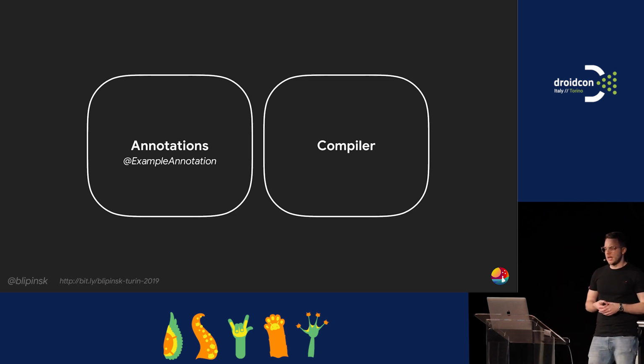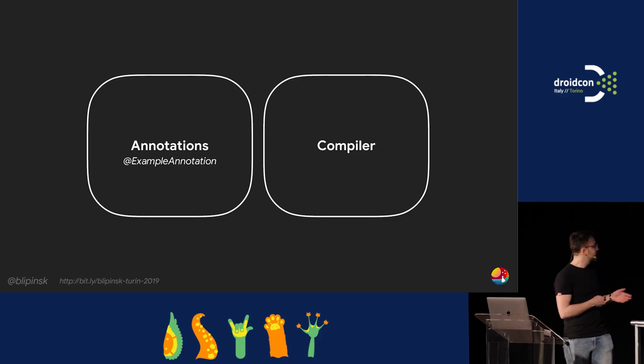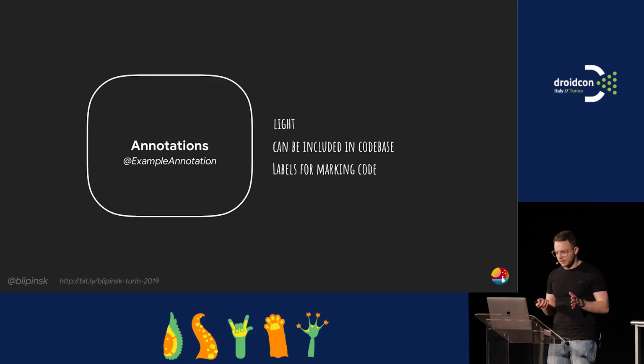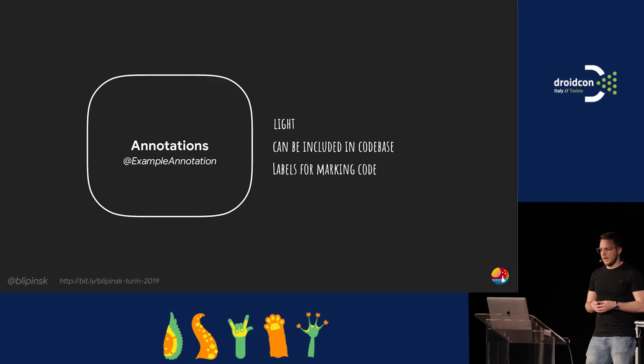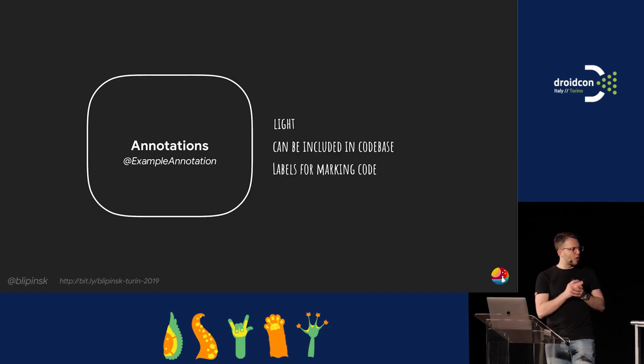So let's do a quick, super shallow, short introduction to annotation processing. Most annotation processing libraries have at least two components. The first one is annotations. It's a super lightweight thing that can easily be included in your code base, and it's basically a set of labels for marking a particular part of your code.